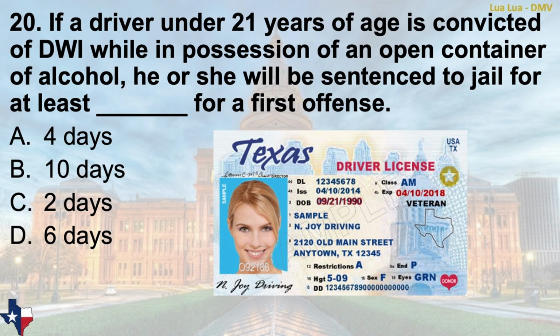Question 20. If a driver under 21 years of age is convicted of DWI while in possession of an open container of alcohol, he or she will be sentenced to jail for at least blank for a first offense. A. 4 days. B. 10 days. C. 2 days. D. 6 days. The correct answer is D. 6 days.